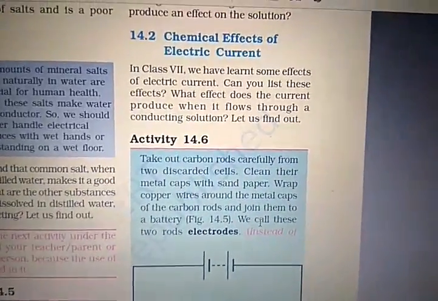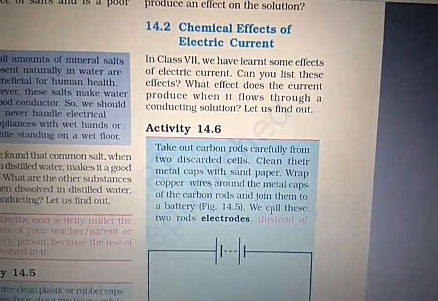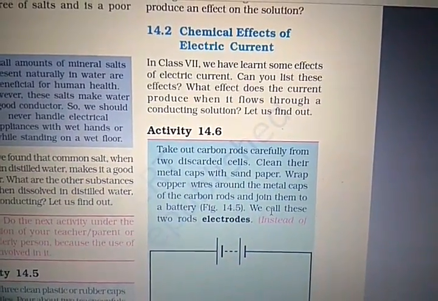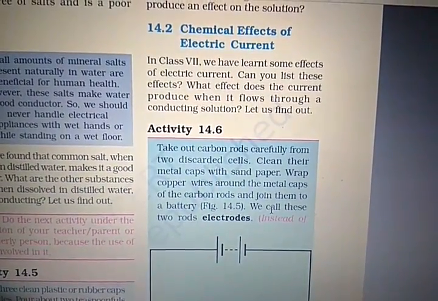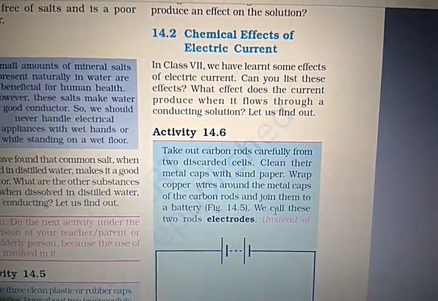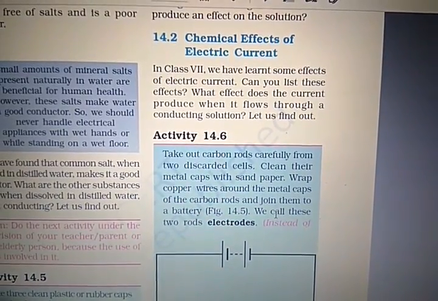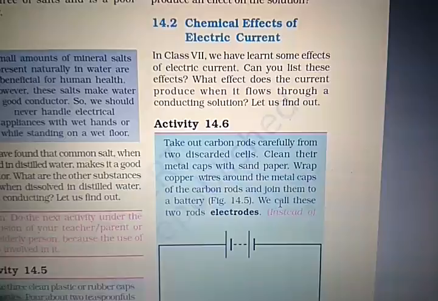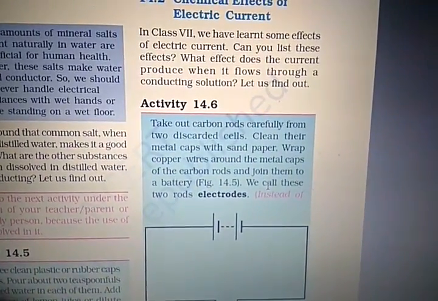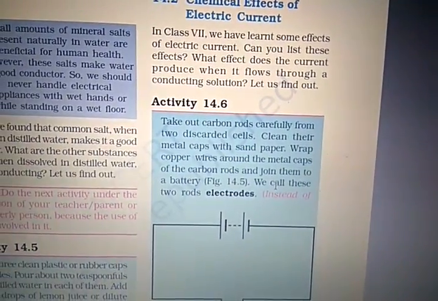So let's start chemical effect of electric current. In class 7 we have learned some effects of electric current. Can you list these effects? What effect does the current produce when it flows through the conducting solution? Let's find out. So start this activity number 14.6.